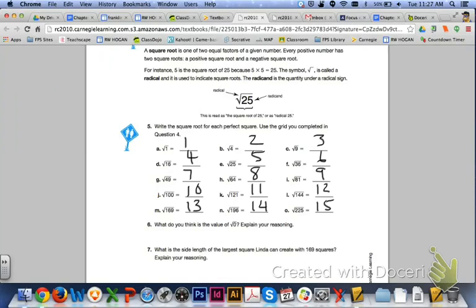If we just take a look at letters A, B, and C, again, to get a good understanding. The square root of 1 is going to be 1 because 1 times 1 is going to give me 1. The square root of 4 is 2. 2 times 2 is 4. The square root of 9 is 3 because 3 times 3 gives me 9. So go ahead and take a look at the rest of the letters D through O to make sure you have the correct answers.